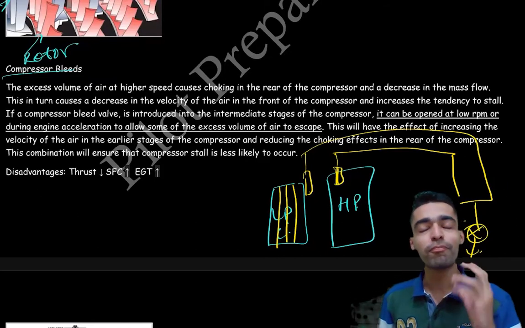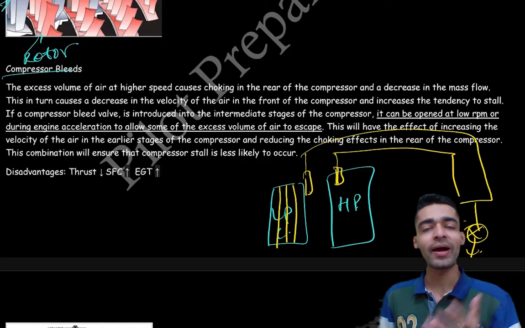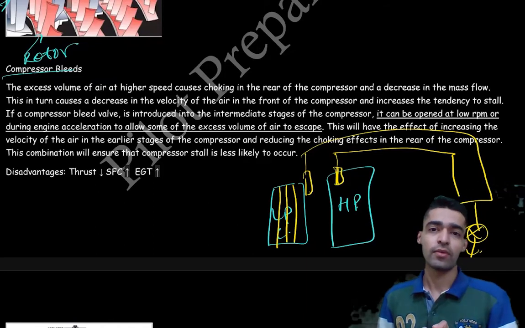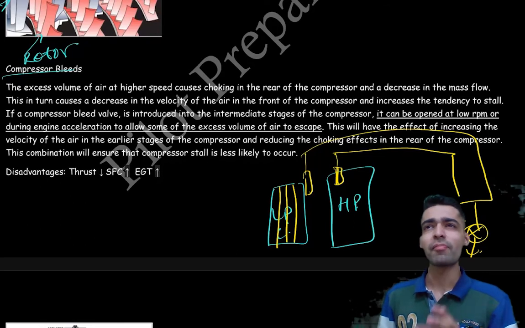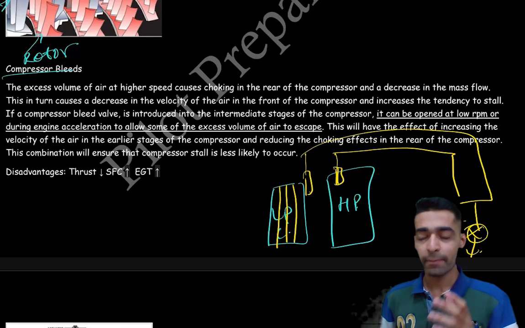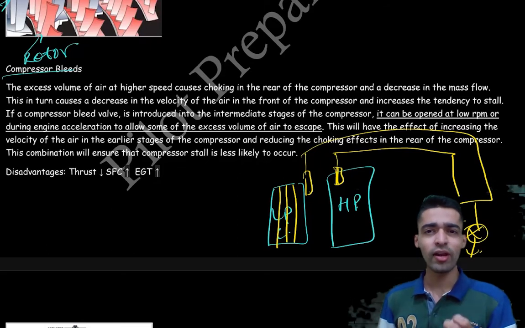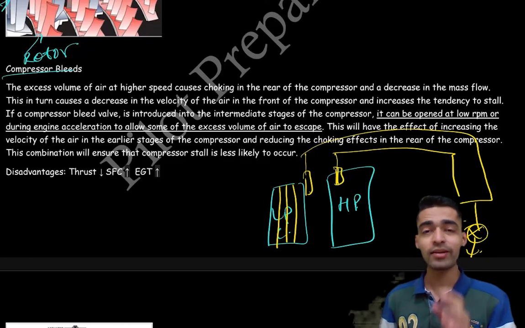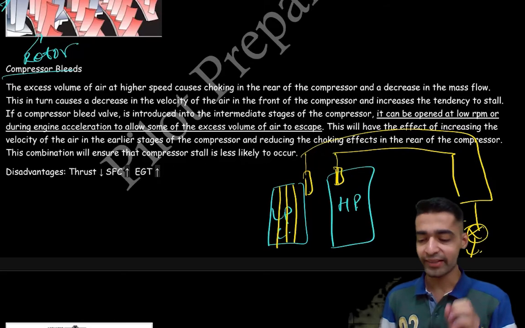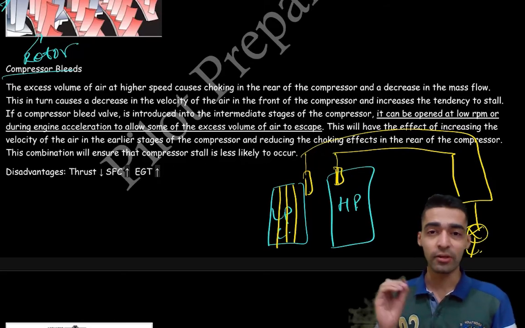There could be a chance of back pressure. To avoid back pressure, what do we do? We release some of the air. If we release some of the air, you can also imagine that there would be loss of efficiency of the overall engine. If you are taking some of the air from the engine, what will happen? The engine's overall efficiency will decrease. But that is fine for us until and unless it is not getting stalled. We don't want our engine to get stalled, and that is the reason we provide compressor bleeds.